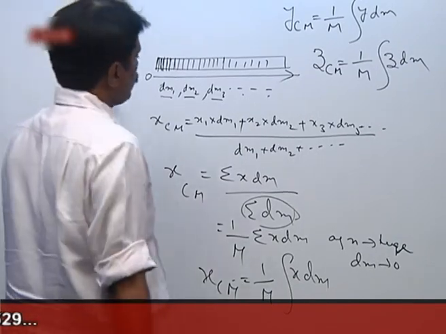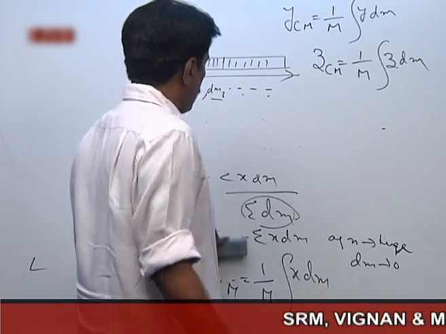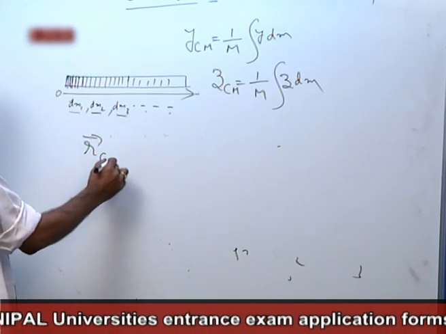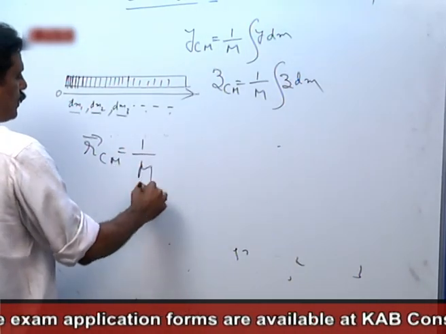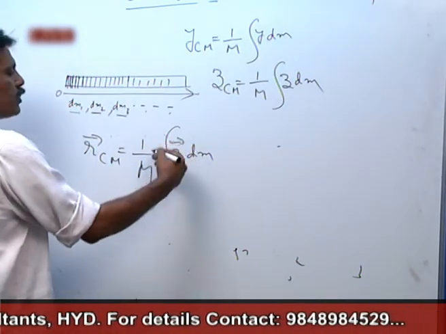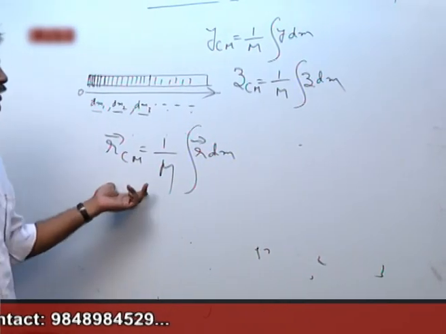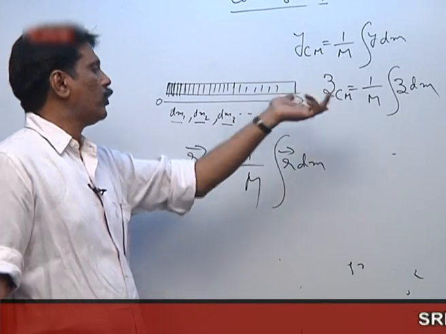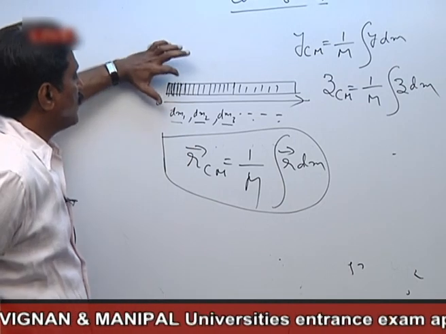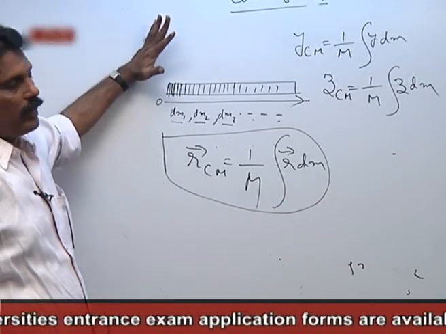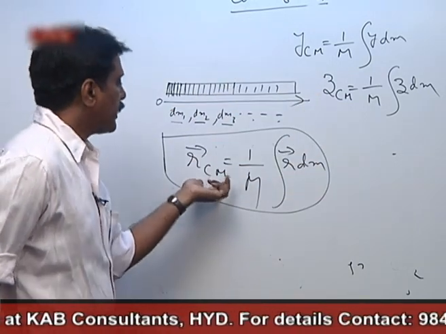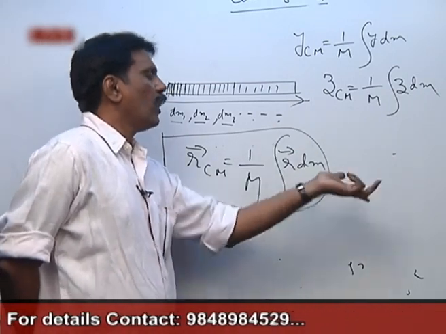Now, this can all be represented by a single equation. You can represent it like this also. Here, this equation represents all the three equations we discussed, xcm, ycm, zcm. So, this will be the relation which is used for extended objects. Instead of writing all x, y and z, we can say this: the position vector of center of mass is equal to 1 by m into integral of r dm.